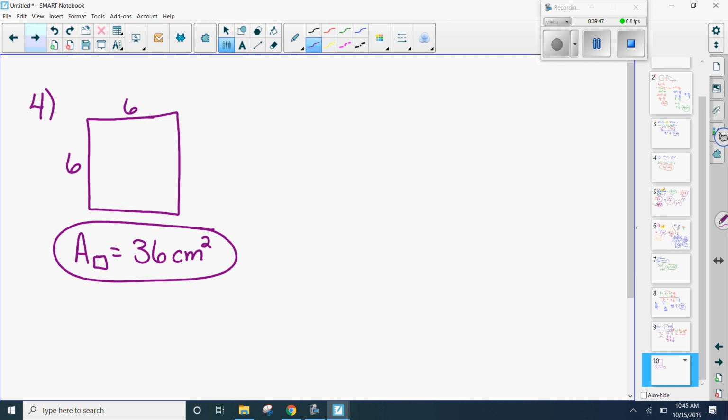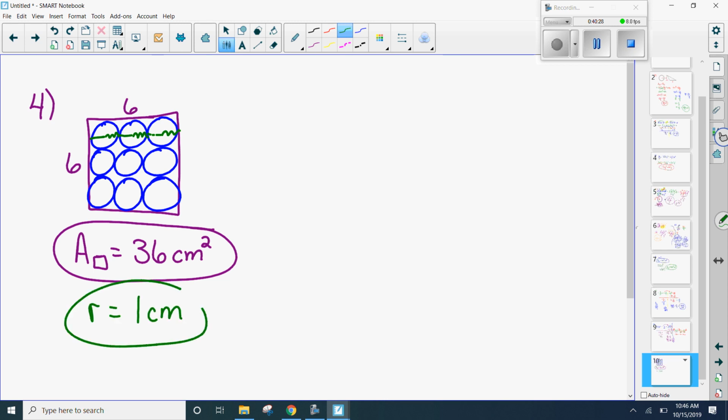The circles have equal areas. What is the radius of a circle? Well, if I put 3 circles here, how many radii go across the circle? Here's a radius, and here's a radius. Here's a radius. Here's a radius. Here's a radius. Here's a radius. You have 6 of them. So what's the length of just one of them? Oh, yeah, 1. So the radius is 1 centimeter. That's the next question.